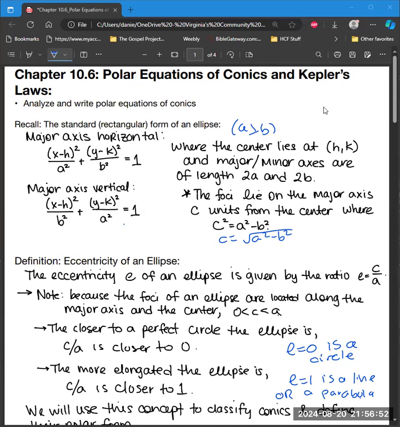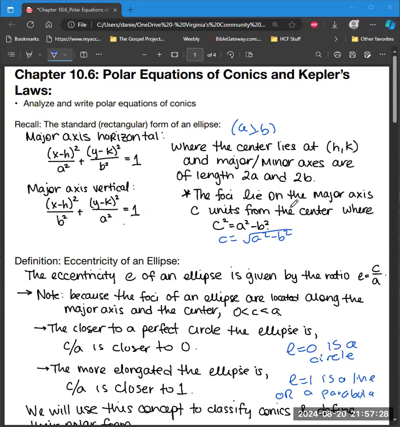Likewise, if the major axis is vertical, we'll have a form of (x minus h) squared over b squared plus (y minus k) squared over a squared equals 1. Again, the center lies at (h, k), the major axis is equal to 2a, and the minor axis is equal to 2b. The foci lie on the major axis c units away from the center, where c squared is equal to a squared minus b squared, so c is the square root of a squared minus b squared.